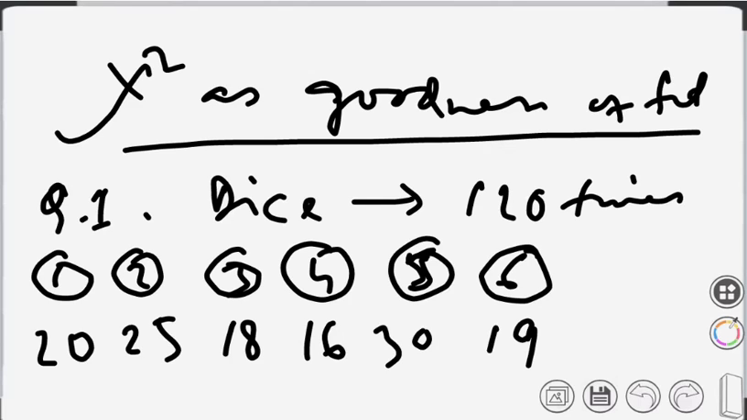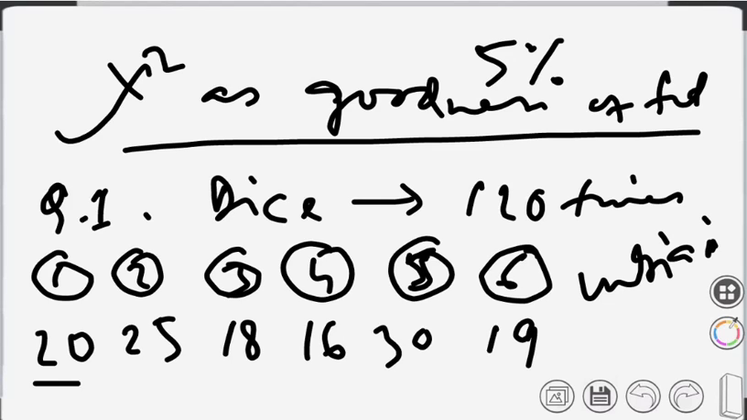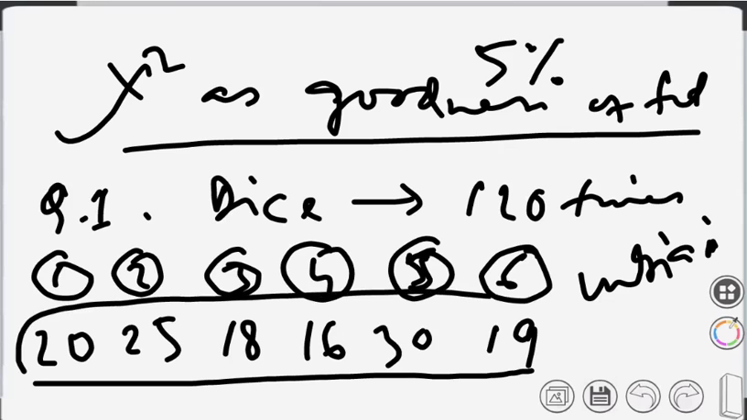So what is happening here? Here we are trying to fit a probability distribution. Test at 5% level of significance whether the dice is unbiased or not. Okay, so please write the data. I don't have the data, so please write the data and we will explain the problem.